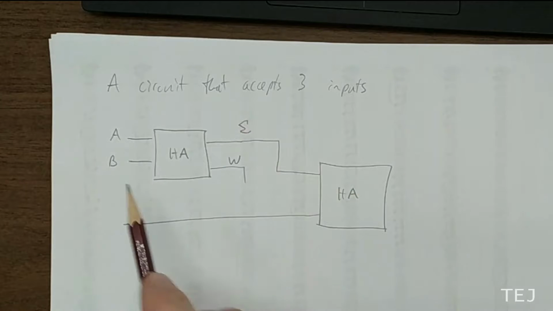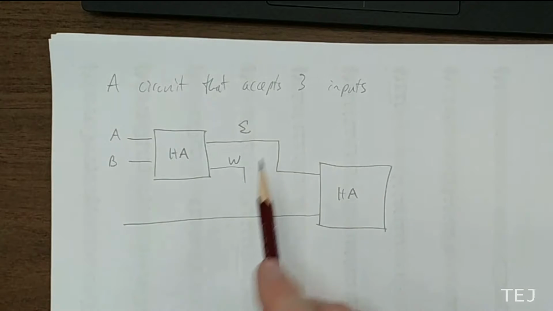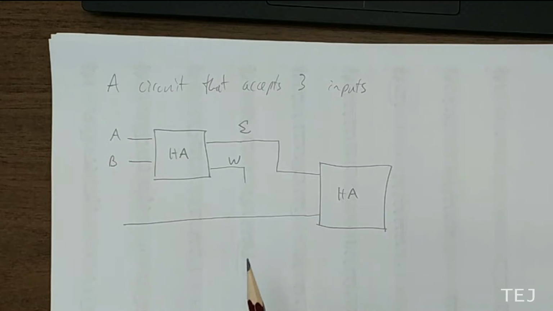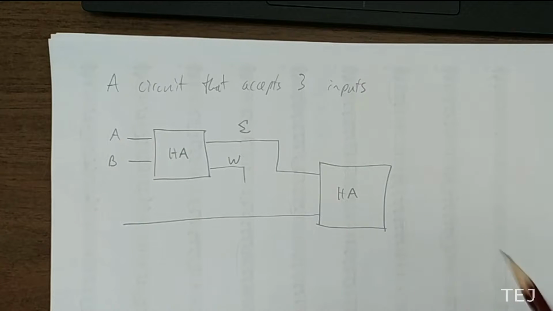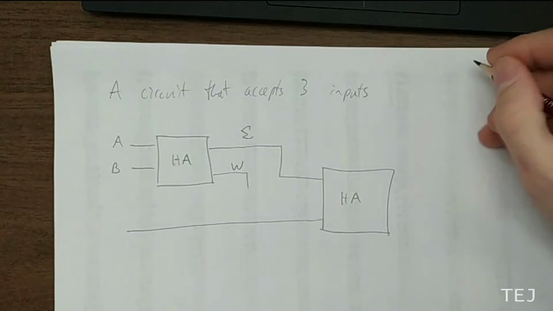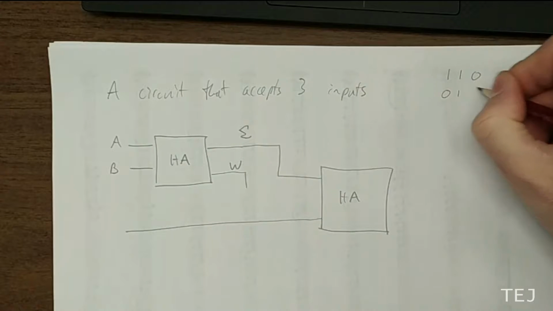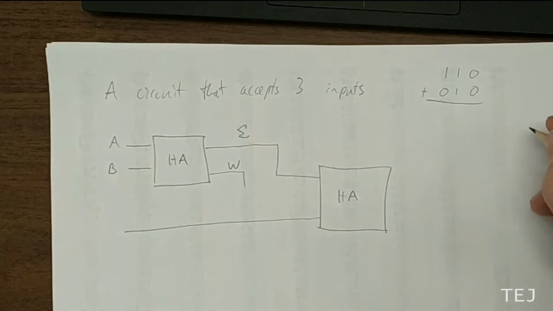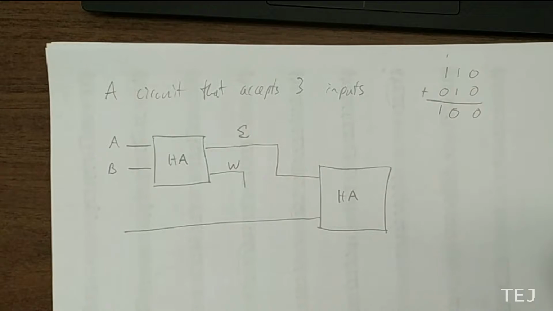Okay, so before we go any further, I just want to show you what we're doing here. We're trying to add up. So 3 inputs would allow us to add three digits together. So we could add something like, for example, 110 plus 010. We could add this up. And we would want the half adder to give us a value like that, 100, for example.